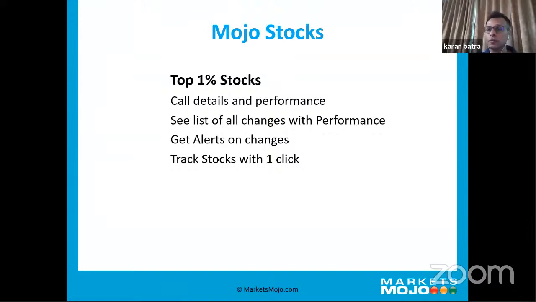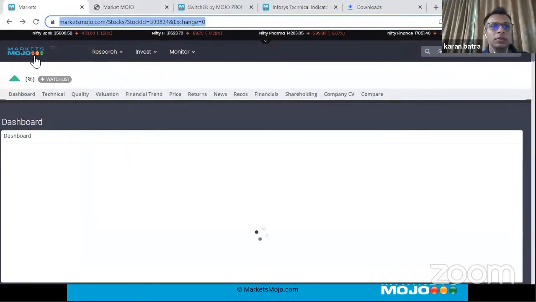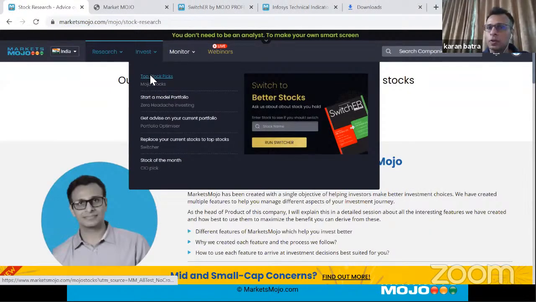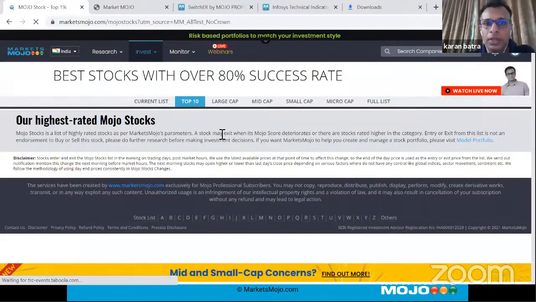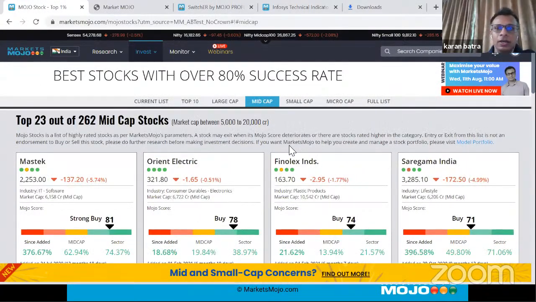Next is the Mojo stock. Now, Mojo stocks is one of our most sought after features. This is our top 1% stocks, which are the best stocks across all the 4,000 stocks which are rated, the top 1% of the stocks. For this, you can go to invest, top stock picks. Now here you can see the top 10, or you can go to different market segments like mid cap.